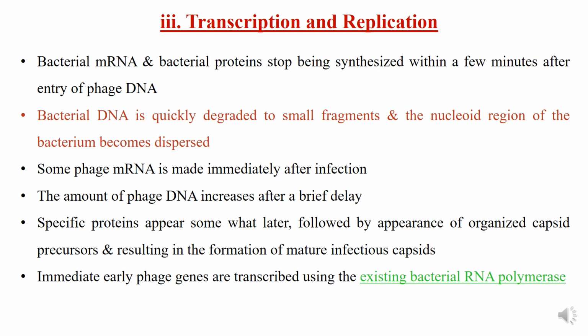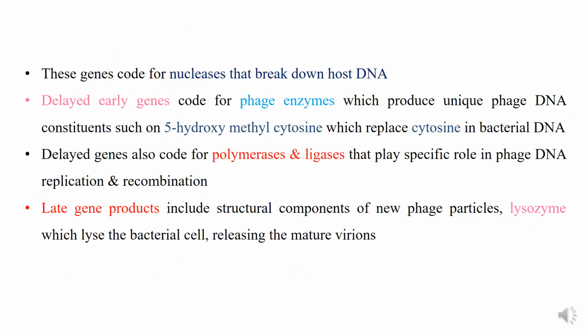Then, the early genes of the phage are transcribed, that is, the mRNA is formed using host RNA polymerase. Because of the bacterial RNA polymerase, the DNA is transcribed into mRNA, and then the mRNA is translated into protein. These genes code for the nucleases which break down the host DNA, and some delayed early genes, that is, already early genes.